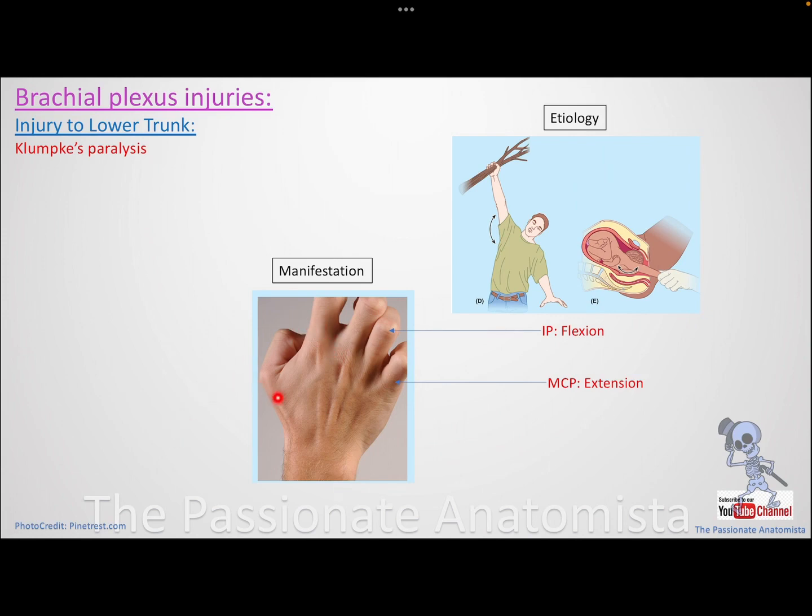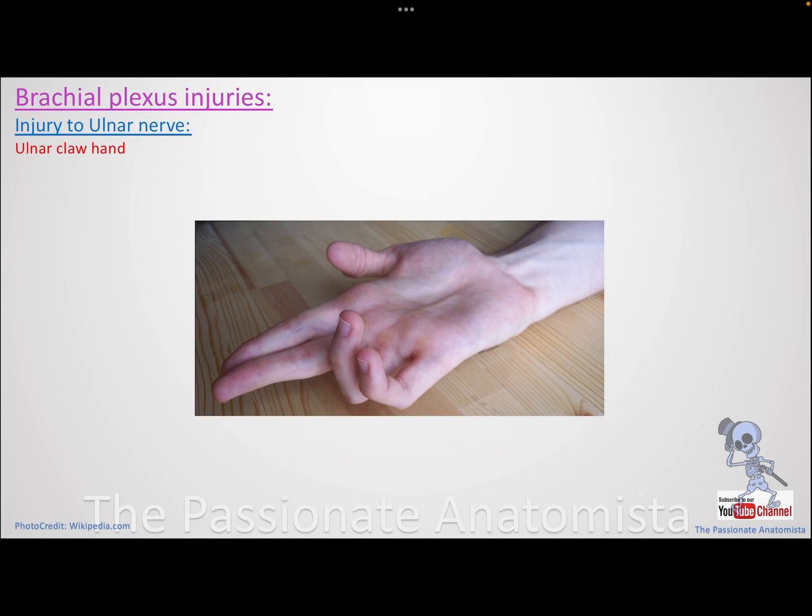All right. So how can we get Klumpke's paralysis? It's during birth also. If the surgeon or a physician or the OB/GYN doctor pull the baby from his upper limb, that can cause injury. And also if someone is holding onto something and he is falling down, that can also cause injury to the lower trunk. All right, so with that, you understand why you have claw hands, why it's very important to know it.